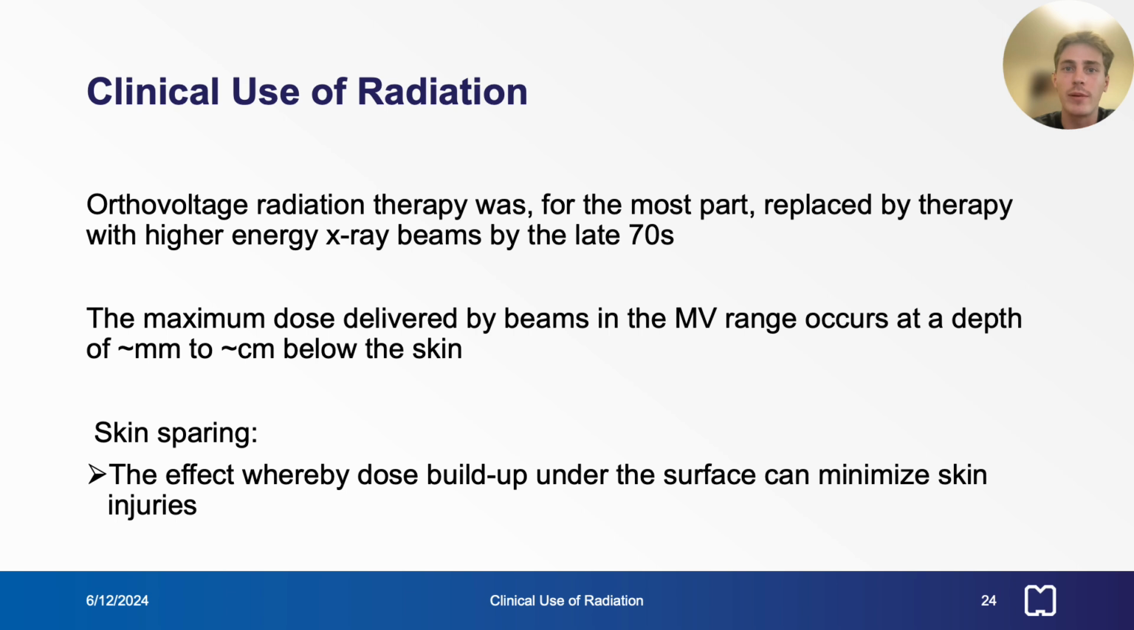Ortho-voltage radiation therapy was, for the most part, replaced by therapy with higher energy X-ray beams by the late 70s. So the maximum dose delivered by beams in this megavolt range occurs at depths of millimeters to centimeters below the skin. This effect is also known as skin sparing. And this is the effect whereby dose buildup under the surface can minimize skin injuries.